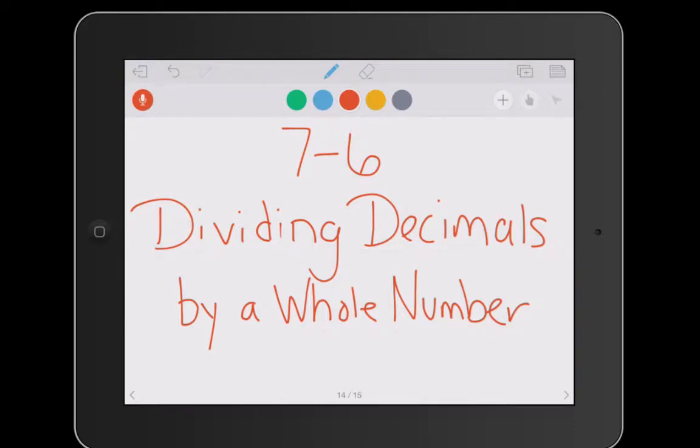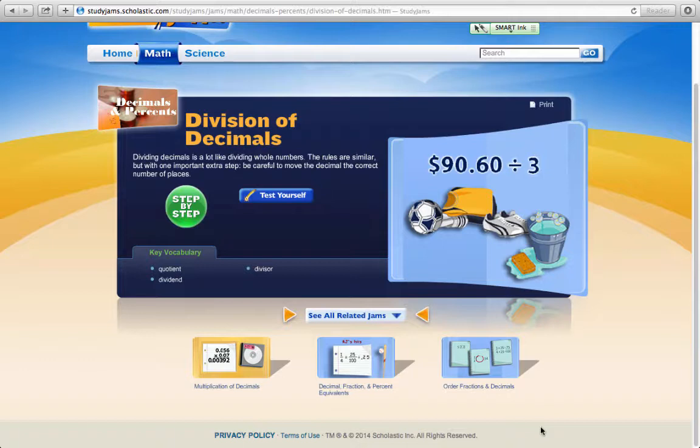Welcome to lesson 7-6. Tonight we're going to be dividing decimals by a whole number. Dividing decimals is a lot like dividing whole numbers. The rules are similar, but with one important extra step. Be careful to move the decimal to the correct number of places.